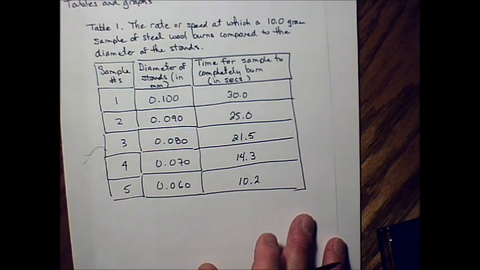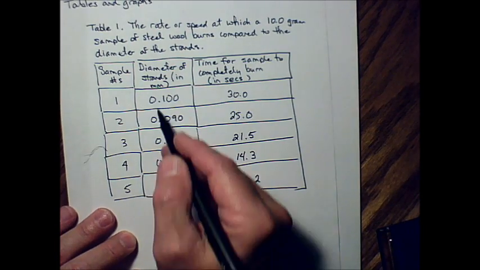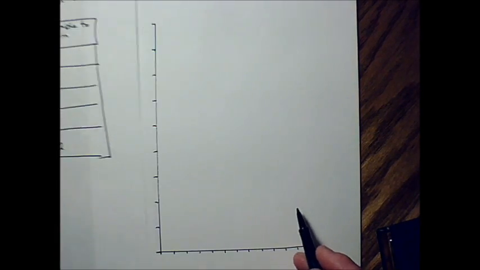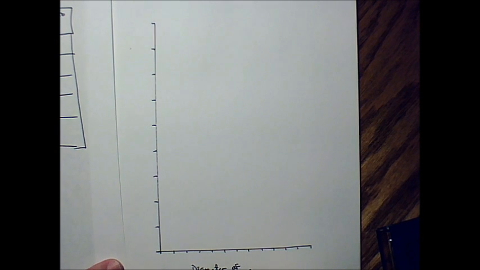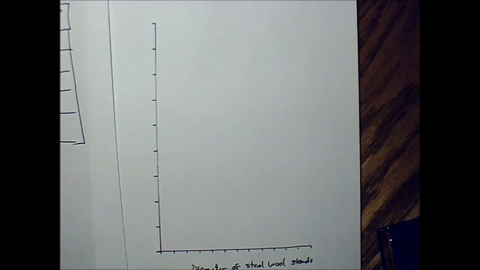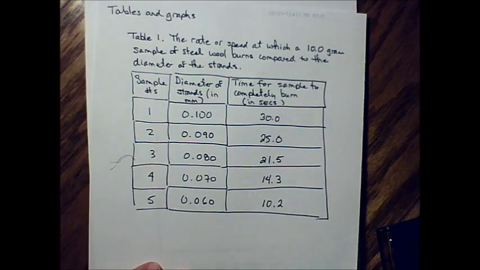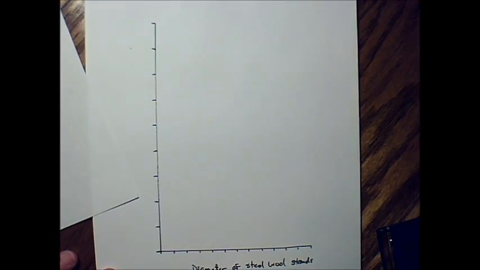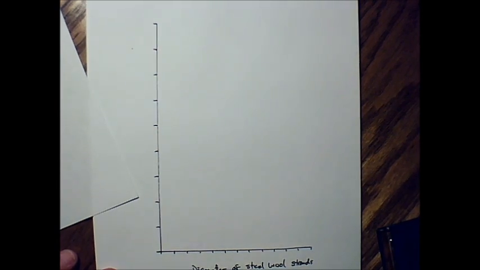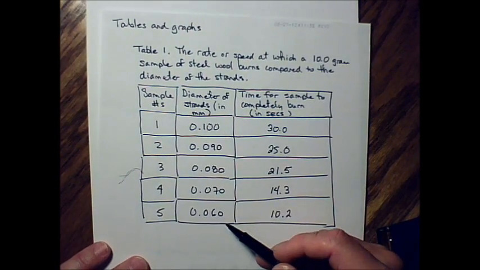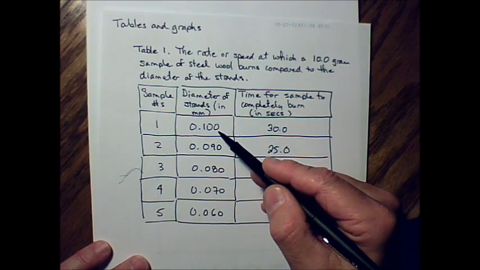Okay, let's take a look. So since this is the one we changed, that needs to go down here on the bottom. We need to label it. Diameter of, let's see, this was a steel wool strand. Okay, and what units of measurement do we use? Millimeters, so we need to say in millimeters.